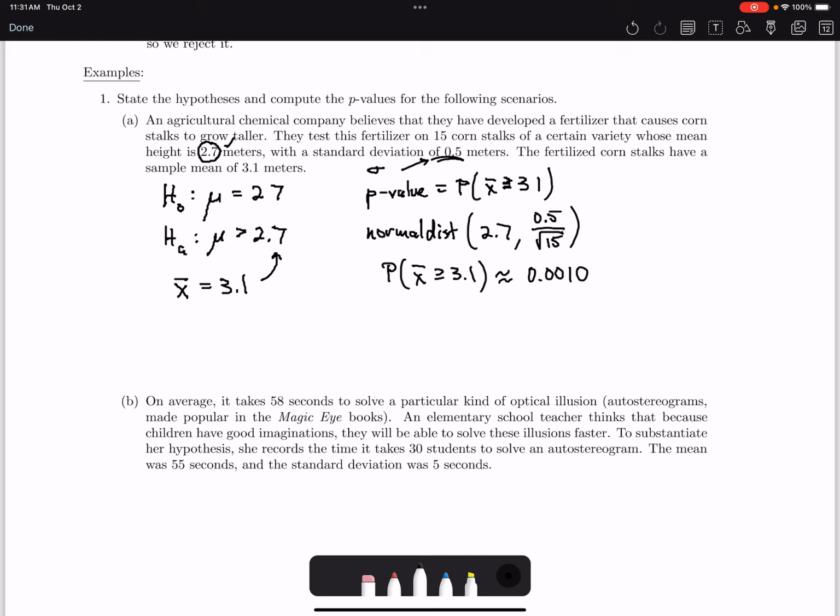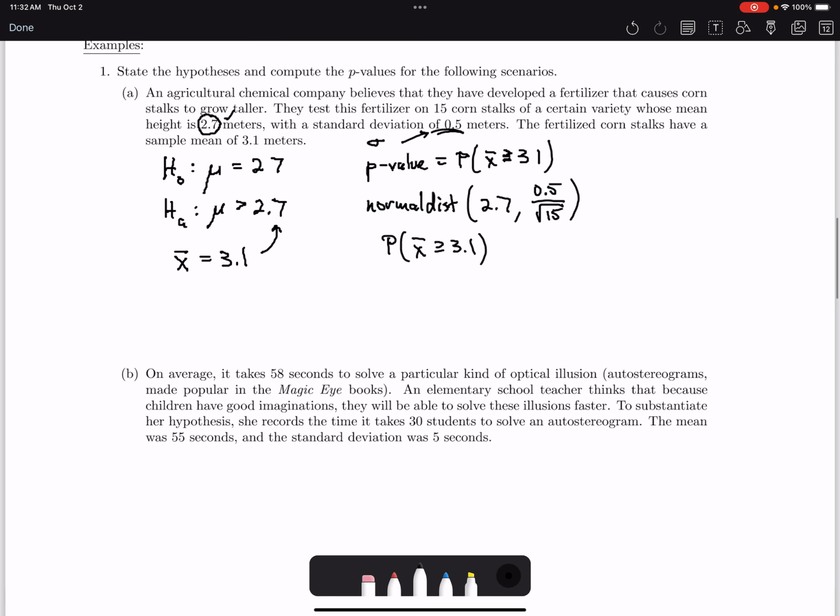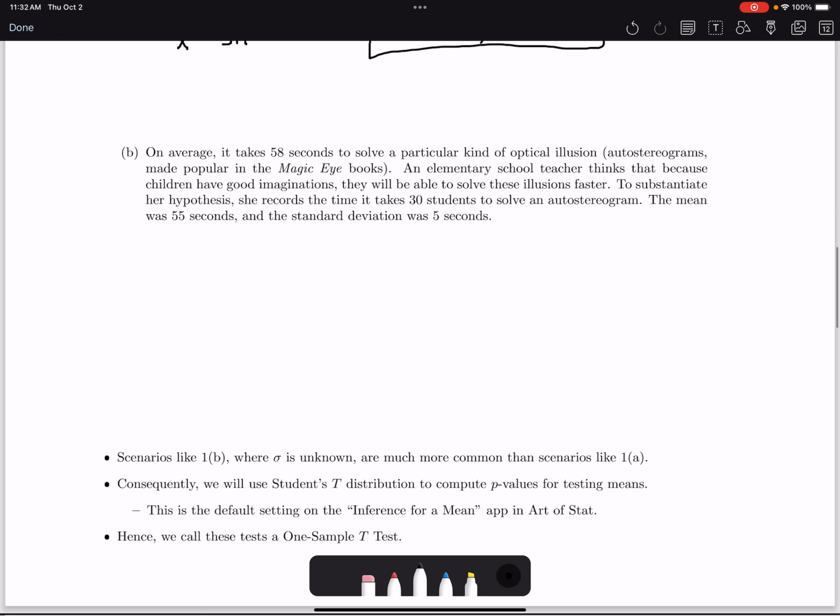Okay, and that's that. We weren't asked to make a decision or write a conclusion or anything. We were just asked for the p-value. So that's how we would do it. Okay, let's look at another one. Part B is the more kind of standard setup, because usually we won't know what the population standard deviation is.